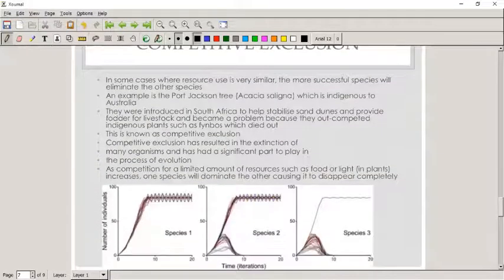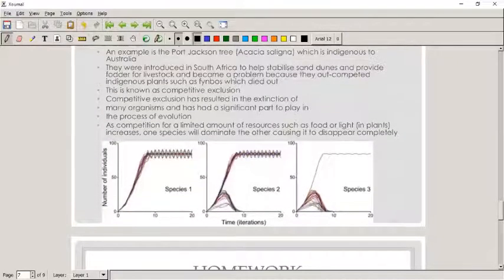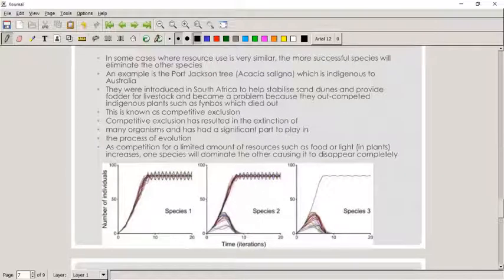Okay, so let's quickly talk about competitive exclusion. Here we have typically what we talked about, an alien species in an area: the Port Jackson tree, which comes originally from Australia and can outcompete our indigenous acacia trees.